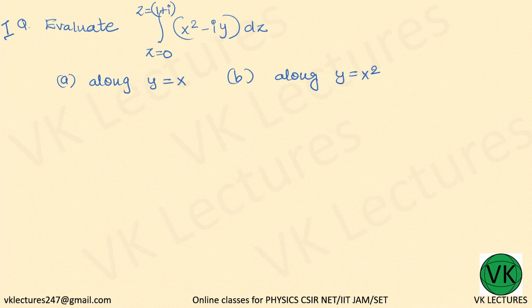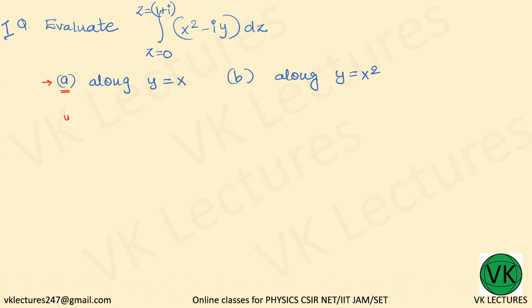Evaluate the integral from z equal to 0 to z equal to 1 plus i. The f(z) is x squared minus iy, dz. Now two questions are there. We have to find the integral along y equal to x, this is one curve, and also along y equal to x squared. Now let's start with part a, the value of the integral along this y equal to x.